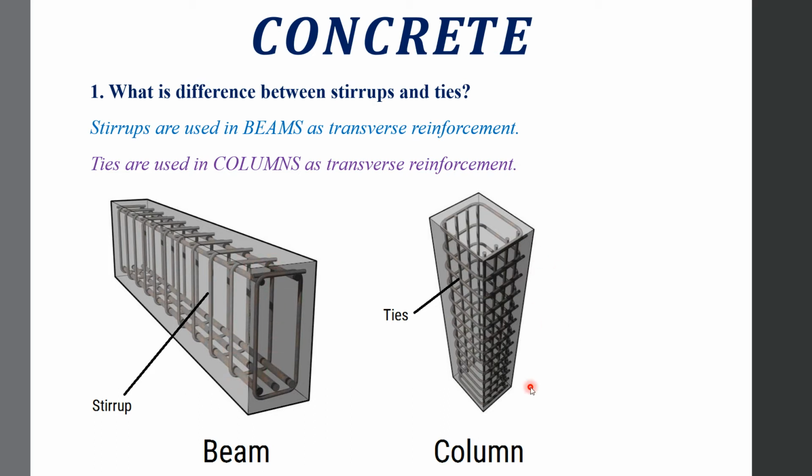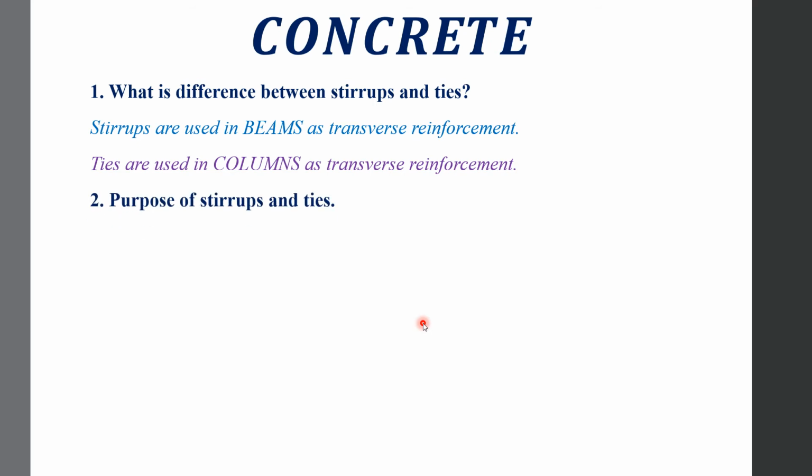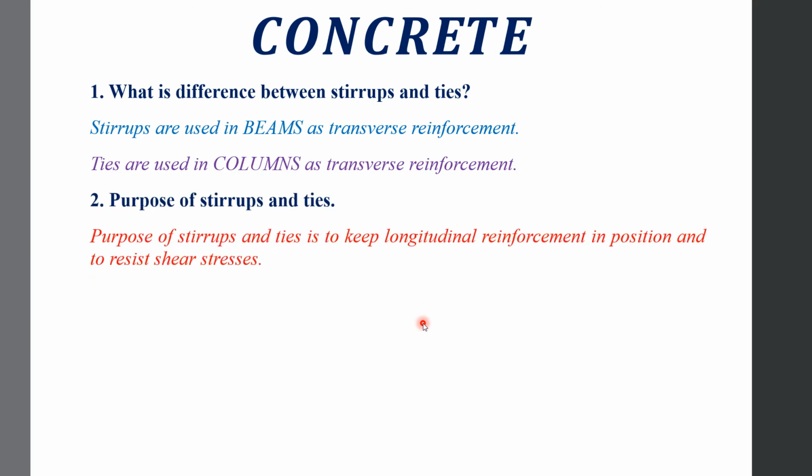In case of this column, this is a vertical member, and beams are mostly horizontal members. These vertical members are provided with transverse reinforcement. This transverse reinforcement in case of columns is known as ties. The number two is the purpose of stirrups and ties. The purpose of stirrups and ties is to keep longitudinal reinforcement in position.